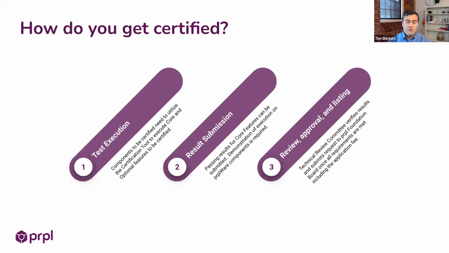Then you have to submit the results. And here you have to make sure that it's running on Purpleware components. You have to run it in the environment, make sure that your firmware is set, your versioning, all of that stuff that you want to promote, that you want to get certified on. You do all of that. You submit the results. And then the 3rd step is pretty straightforward. There's a review by a technical committee, approval, and then we list you. So it's really that easy. It's just execute the test, submit the results, and then there's a review and approval and listing.